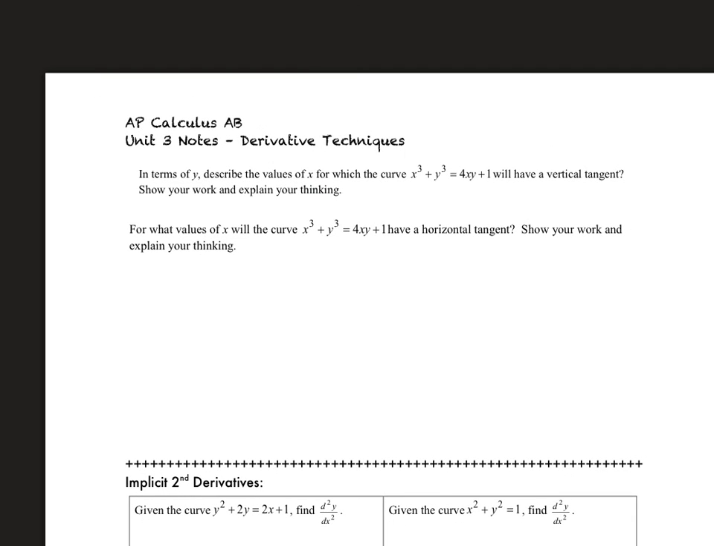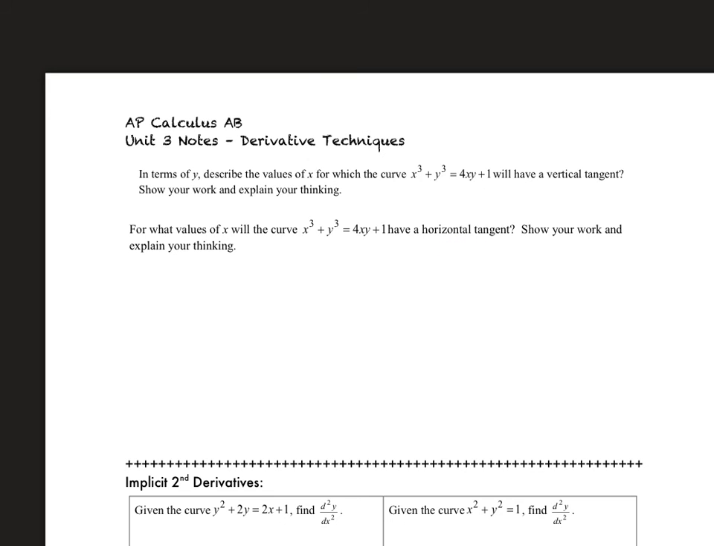And here's our last question here. In terms of y, describe the values for which that curve, x cubed plus y cubed equals 4xy plus 1, will have a vertical tangent. Ooh, a vertical tangent. Okay, well, what does that mean? Well, let's go on and talk about this next one because it asks about the same curve and where it will have a horizontal tangent.